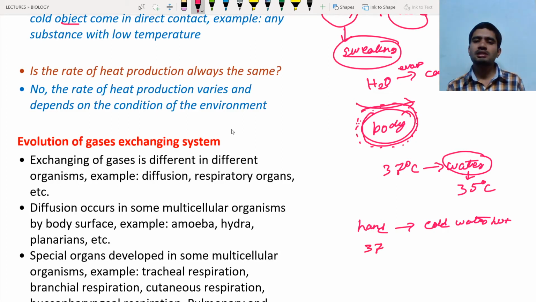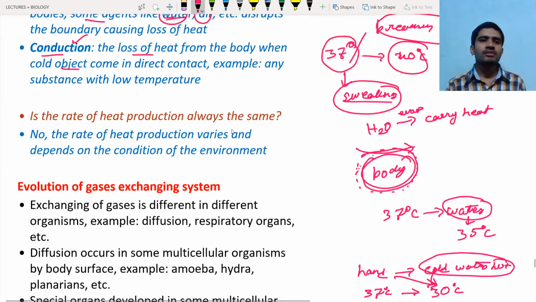Previously your hand has 37 degrees Celsius. By touching the cold water bottle for 5 minutes, the temperature of your hand is going to decrease to 30 degrees Celsius. So what is happening here? The cold water bottle is going to absorb some amount of heat from your body. As a result, your hand temperature decreases to 30 degrees Celsius. So this is known as conduction. Conduction means exchanging of the heat from one substance to another substance.